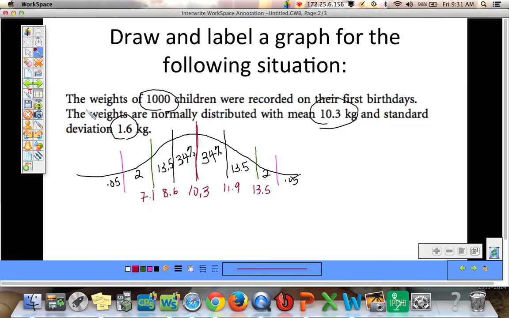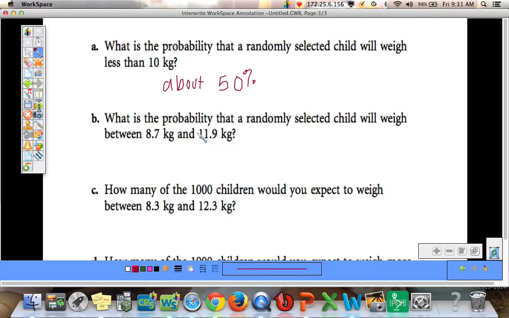So again, let's find that here. 8.7 is right here, 11.9. We would add up 34 plus 34. 68% of the data is within one standard deviation. So this is one standard deviation away in each direction, 68%. It says, how many of the 1,000 children would you expect to weigh between 8.3 kilograms and 12.3 kilograms?